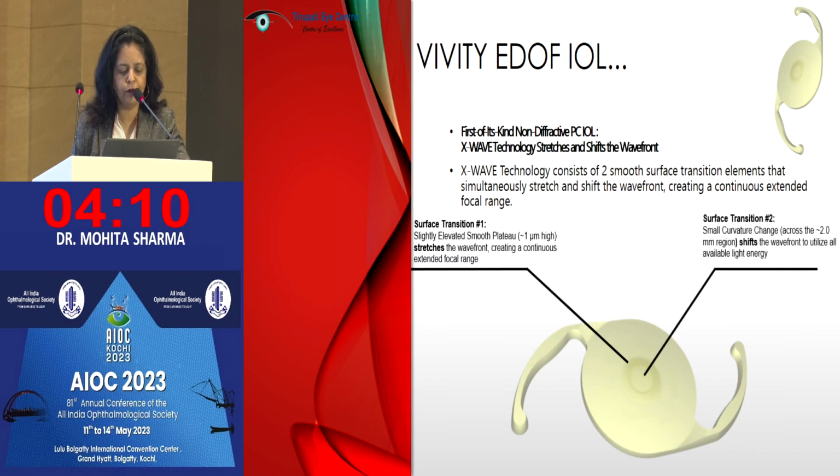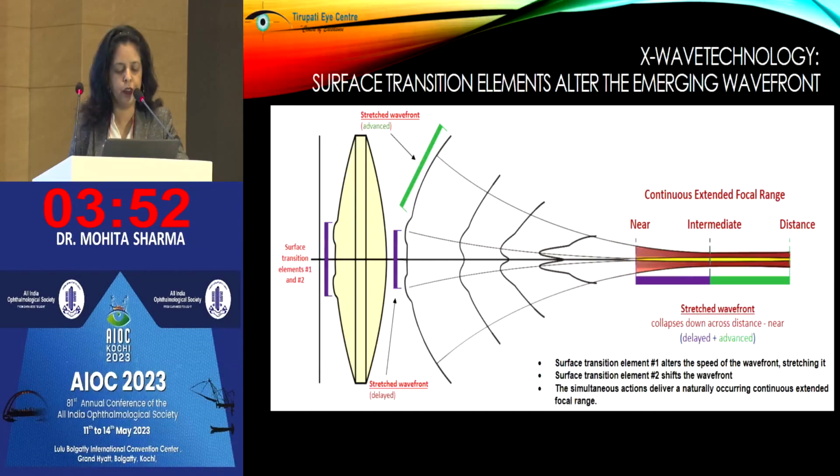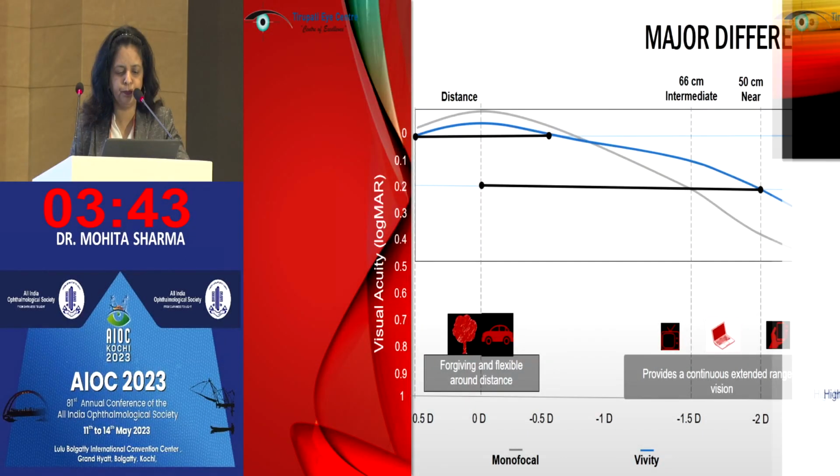As you can see, surface transition 1 is a slightly elevated smooth plateau which stretches the wavefront, creating a continuous extended focal range. And surface transition 2 is basically a small bump in the center. This shifts the wavefront to utilize all the available light energy. So this diagram clearly shows how it stretches as well as shifts the wavefront so as to give us a better quality of vision.